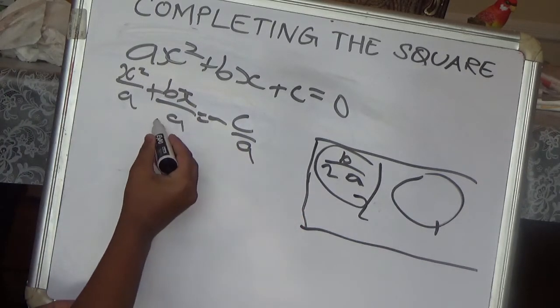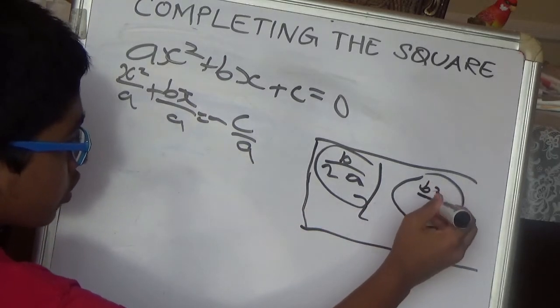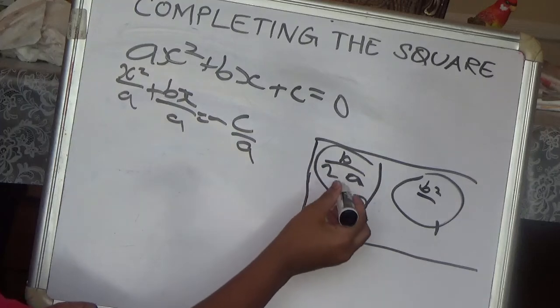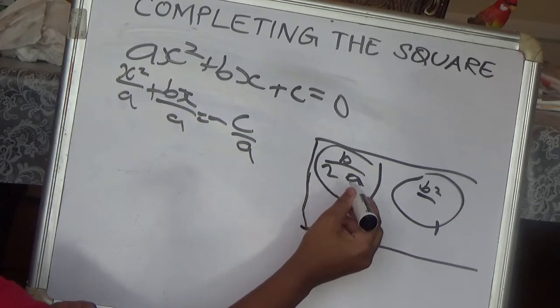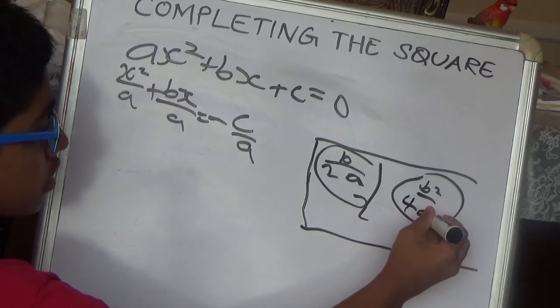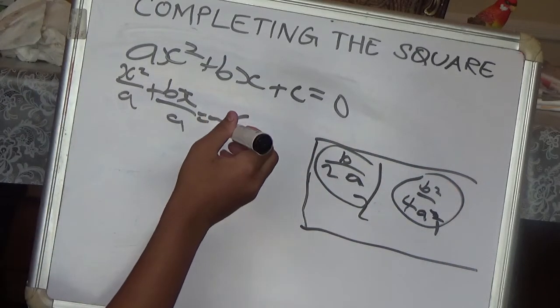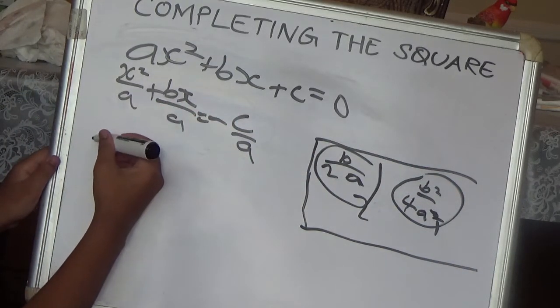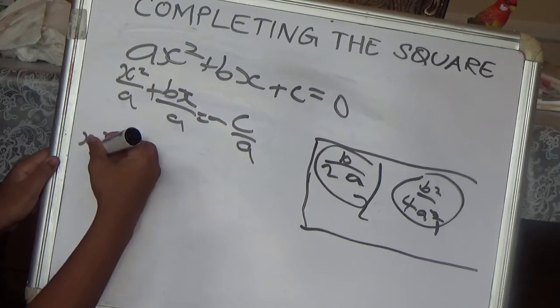So first you divide this by 2 and then you square that, and b squared over 2a. You have to whole square this, remember? So b squared over 2a squared will be b squared over 4a squared, because you have to square the 2 as well. Okay, so now x squared over a.